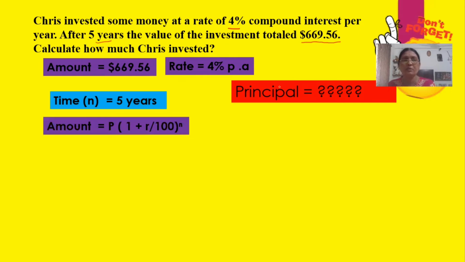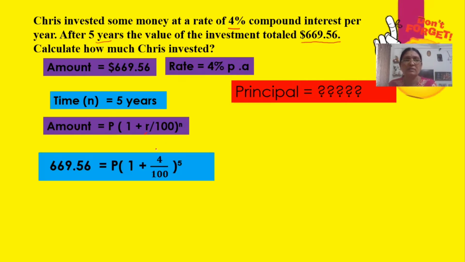So let's use the formula. Amount is equal to principal in bracket 1 plus r by 100 raised to n. N stands for number of years. R is the rate of interest. Substitute the value 669.56 in place of amount. Principal you don't know, 1 plus 4 by 100.